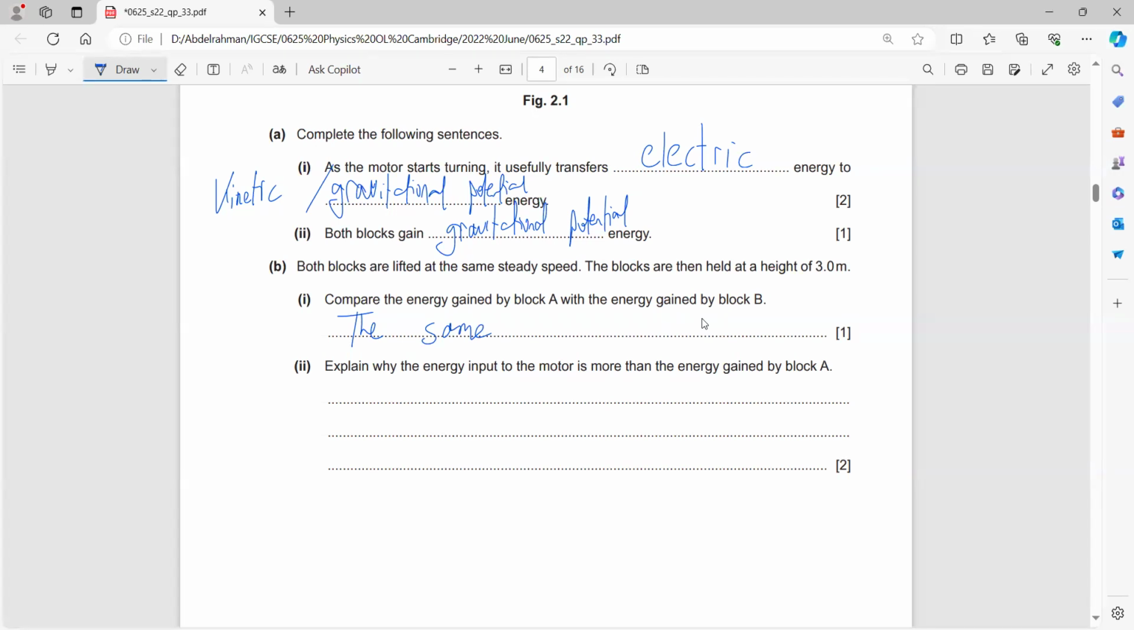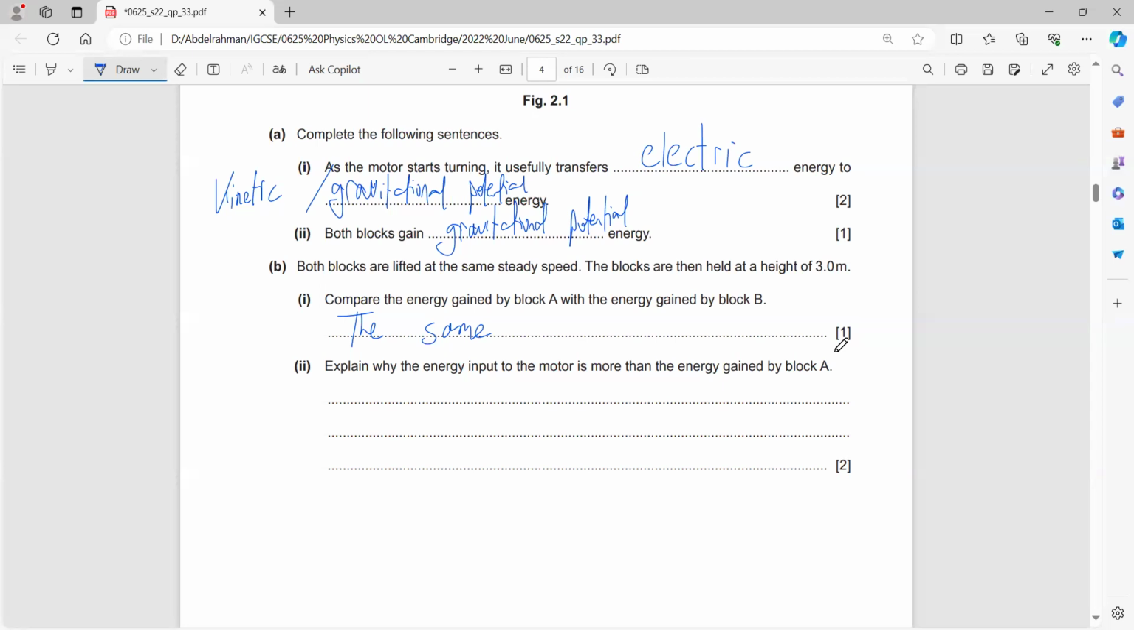Right, the same distance and the same mass. Or the same force, if you want to calculate work done equals force times distance. Yes, they both moved the same distance and they both had the same weight. So finally they will both have the same final energy gained.